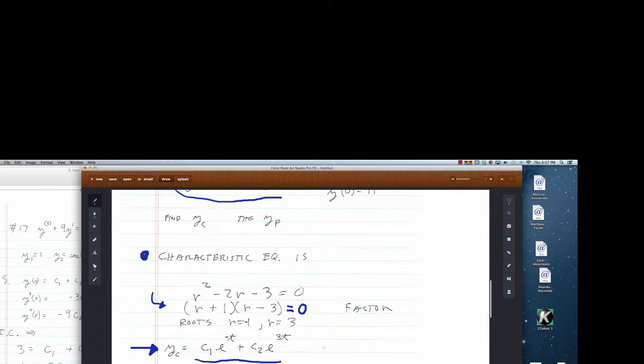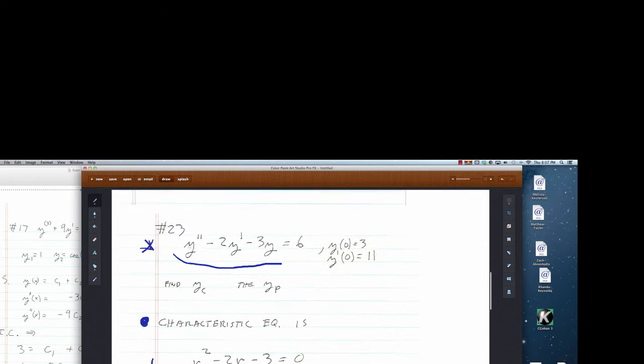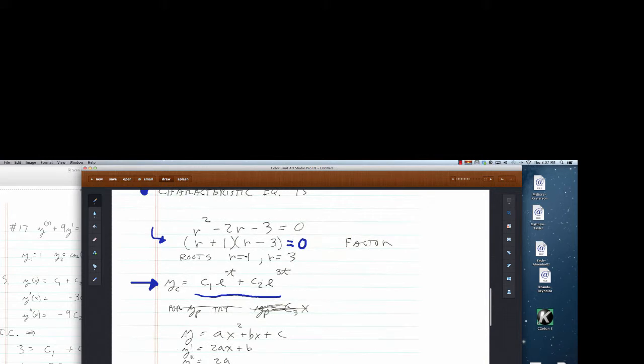Now we're going to guess a solution for our particular solution. Because of the way this looks, you might remember from our first homework assignment, a good guess would be a polynomial. So here's my polynomial: y is ax squared plus bx plus c. Then calculating the derivatives and substituting back into the differential equation, one can see, blah, blah, blah.